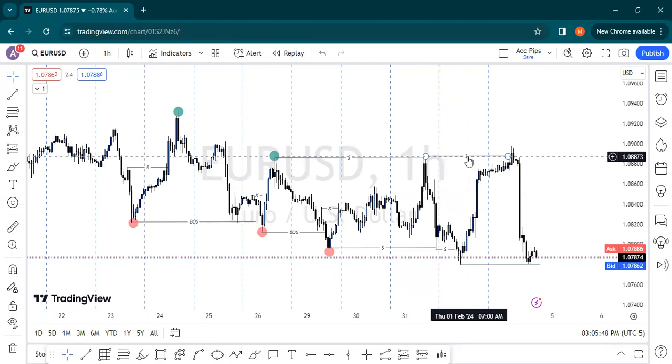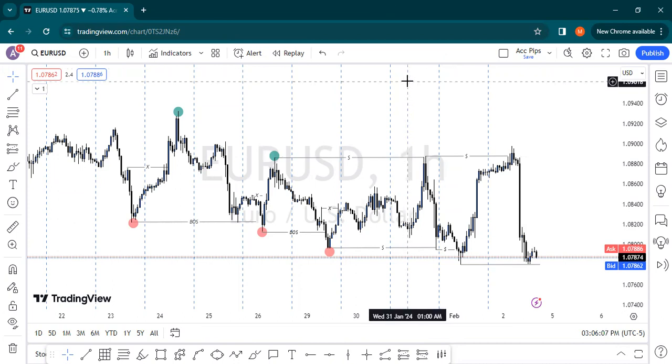Okay, price moves from one liquidity point to the other, from one order flow to the other, and from one POI area to the other. Price always behaves this way. So price is not doing anything new.